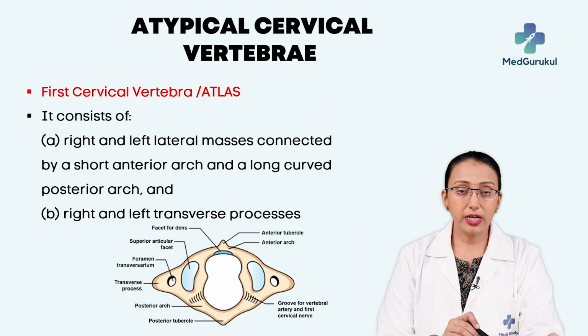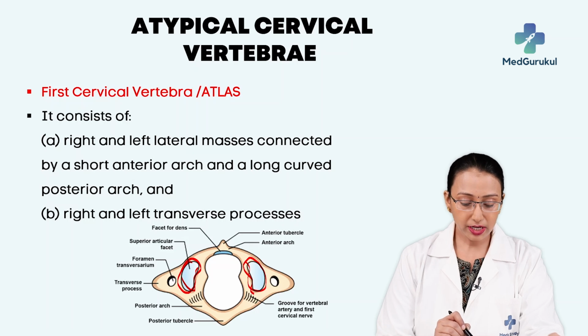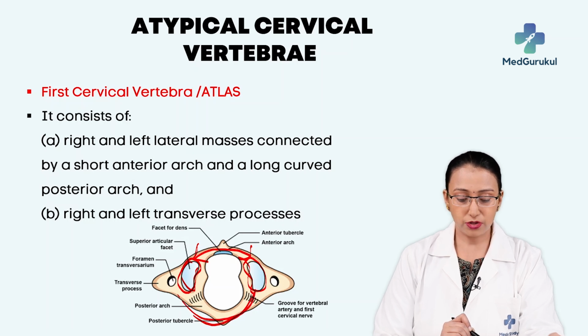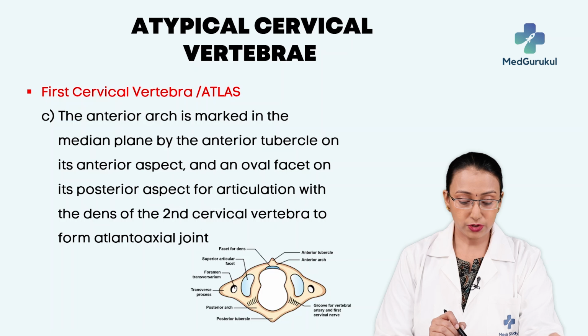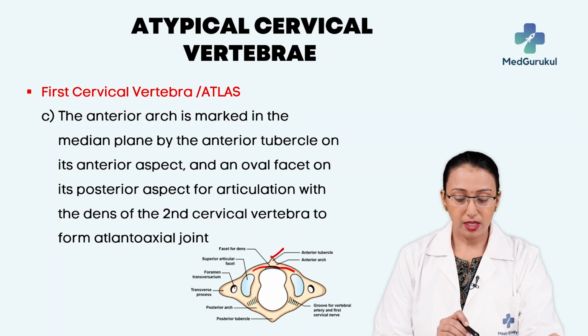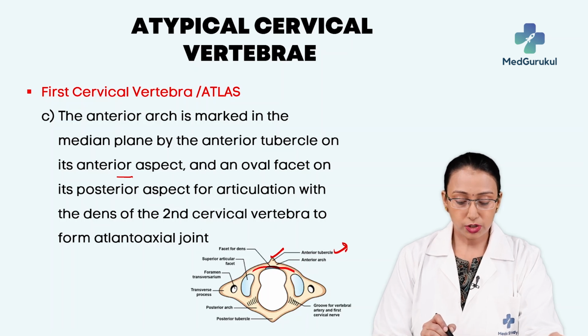Now, it consists of right and left lateral masses. These are the masses or elevations, right and left lateral masses, connected by a short anterior arch. Only this much is the anterior arch, while there is a long and curved posterior arch, and it has right and left transverse processes. The anterior arch is marked in the median plane by an oval facet. In the anterior aspect there is a tubercle called the anterior tubercle, and posteriorly there is a facet.